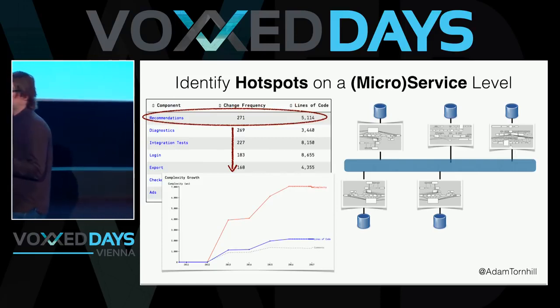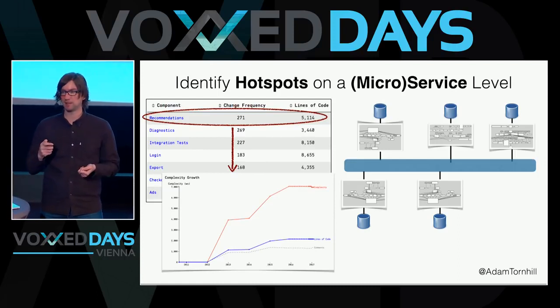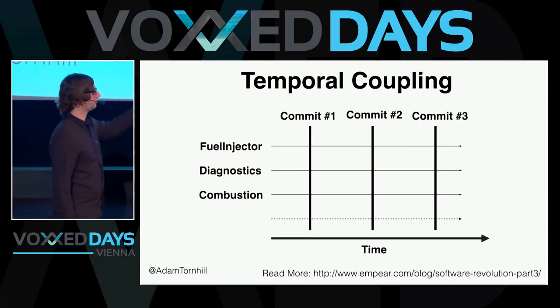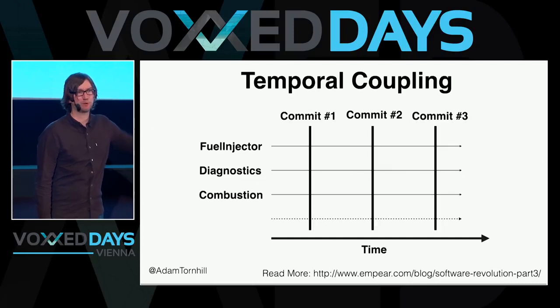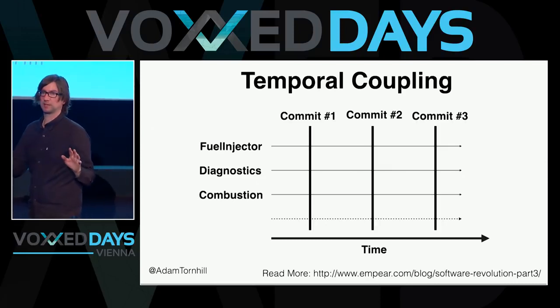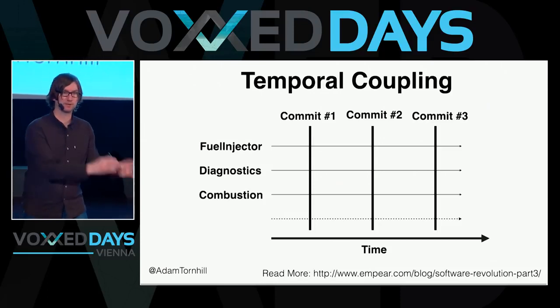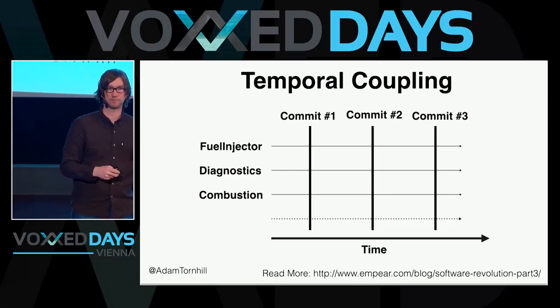But we can do much more once we embrace version control data. And I want to show you one more thing. And in order to do that, I want to introduce a concept called temporal coupling. Now, temporal coupling is different from the way we typically talk about coupling, because temporal coupling is invisible in the code itself. It's something you can only detect from the evolution of the code.